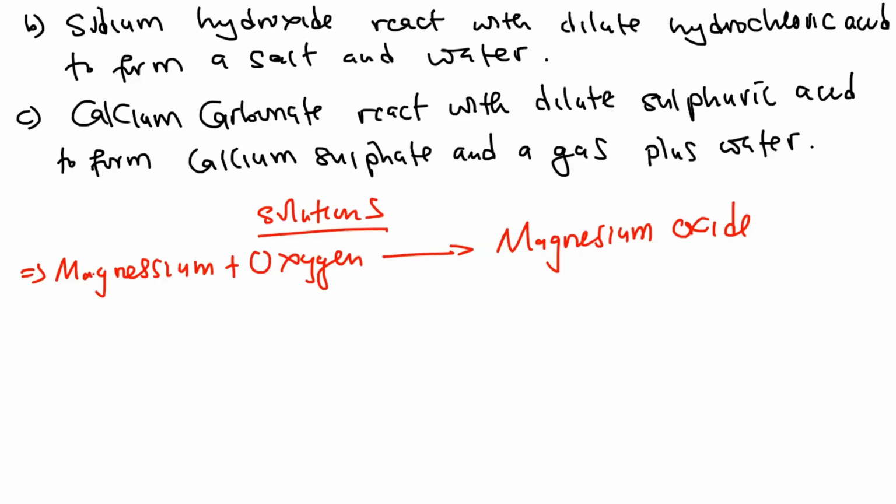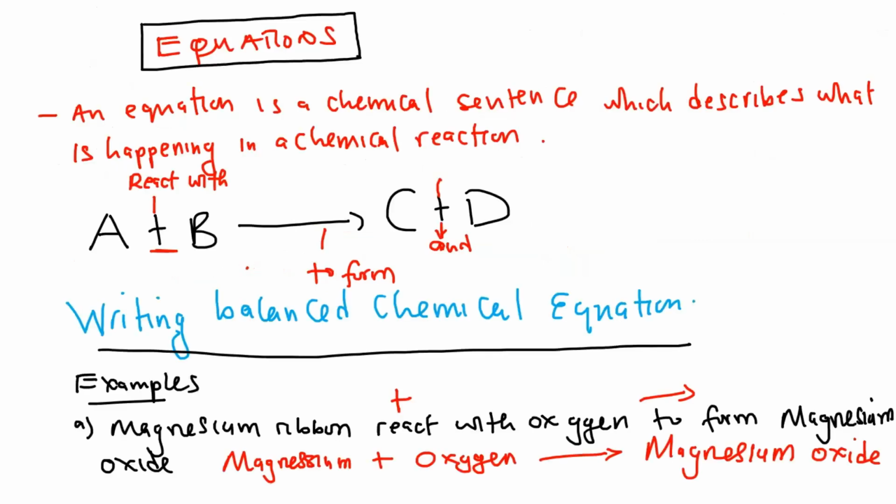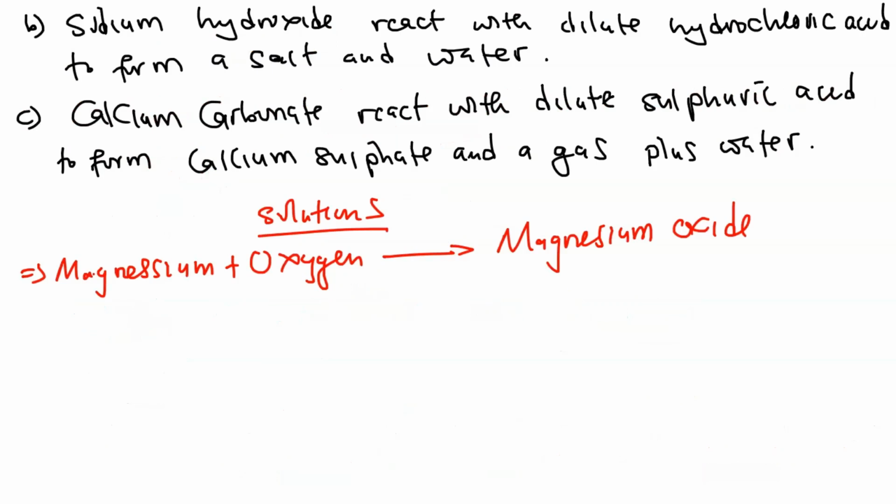So magnesium, the formula for magnesium, what did we say? Don't worry when you find magnesium ribbon. Some of you are going to look for magnesium ribbon on the periodic table. You will not find it. Instead, it's just magnesium. So magnesium is Mg. Then react with, and magnesium is a metal, it's a solid. Then react with what? React with oxygen. Now here in the reaction, you are not going to write just O, you are going to write O2 because it's a gas.